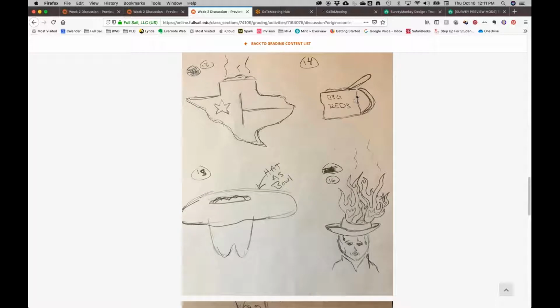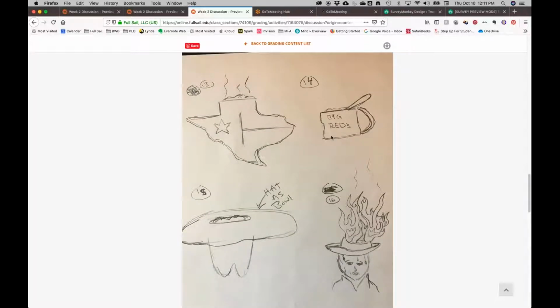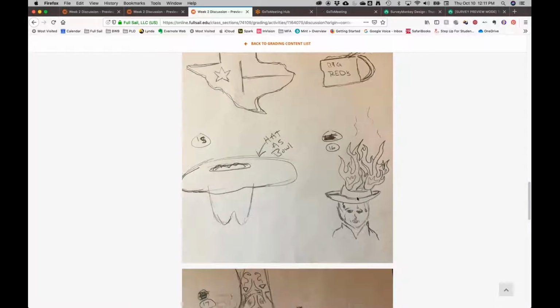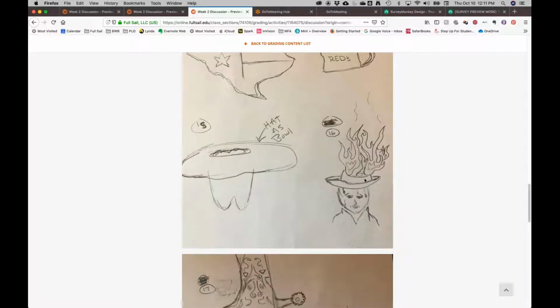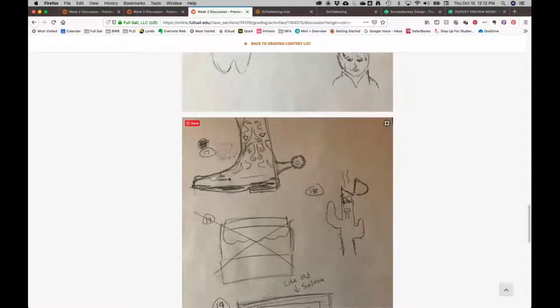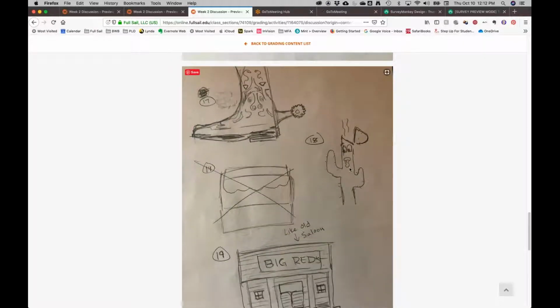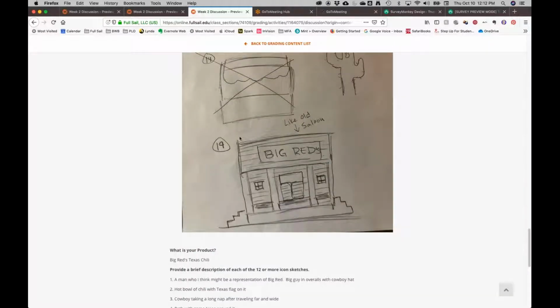All right, Big Red in a cup. Chili in a hat. Hat is a bowl. That one's not my favorite, but yeah. The 16 is hat on fire. Fancy cowboy boot with a spur. Sweating hot cactus. An old saloon.